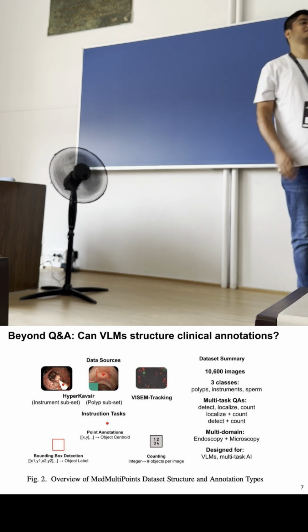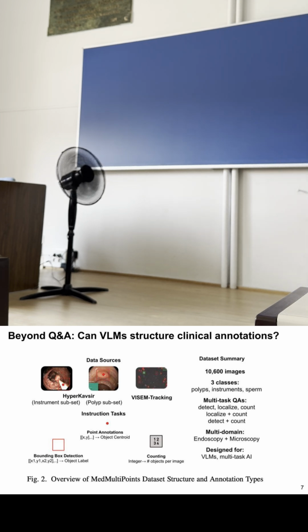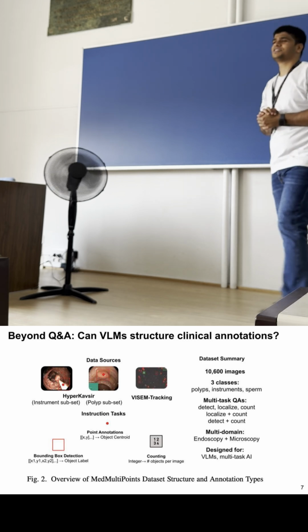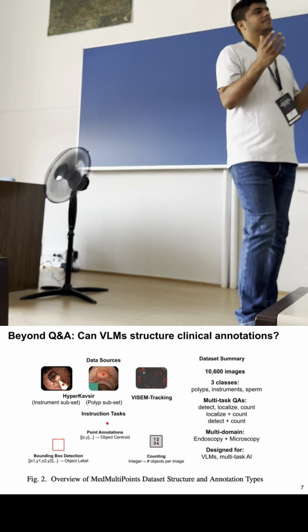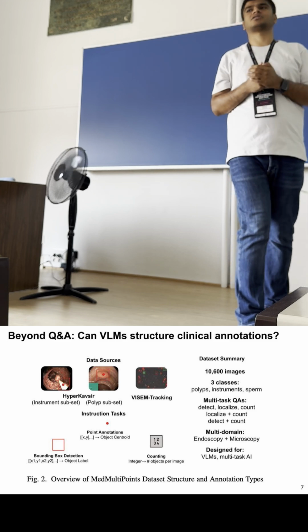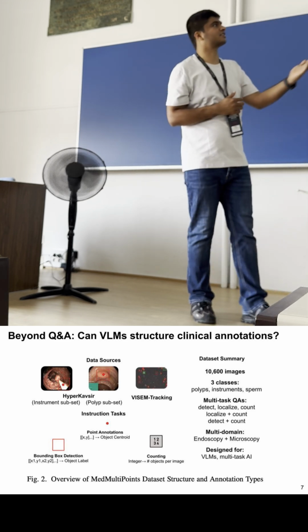It's like a rectangle, so this is bounding box detection. And the third one is counting, a very trivial one, right? You just ask the model how many of these things there are, and you want the model to give you some integer number. So these are three different tasks we formulate.